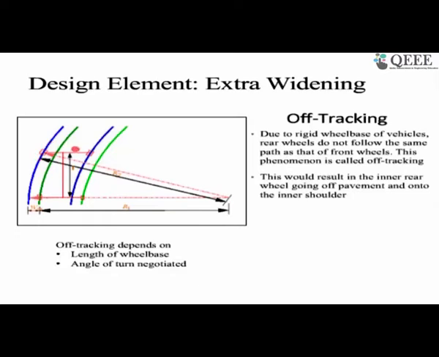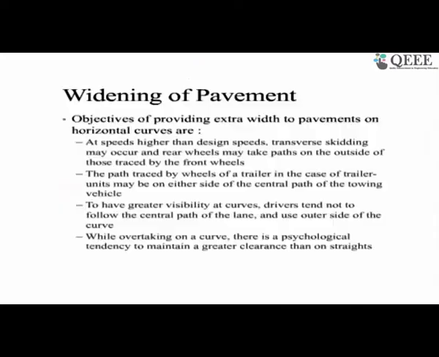That means the pavement width is no longer based only on the front wheel width or the width of the vehicle. You also have to accommodate how the off tracking is happening. The amount of off tracking depends on the length of the wheelbase, because if it is too long, the off tracking is going to be more, and also on the angle of the turn. These are the two primary factors. How to accommodate this and how we could estimate it, I'll show you next.